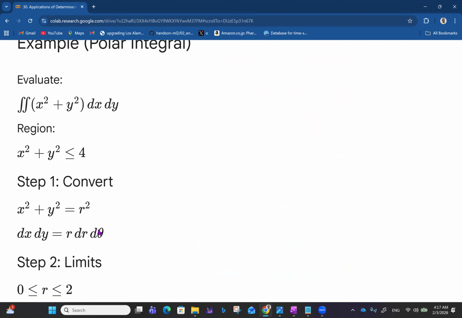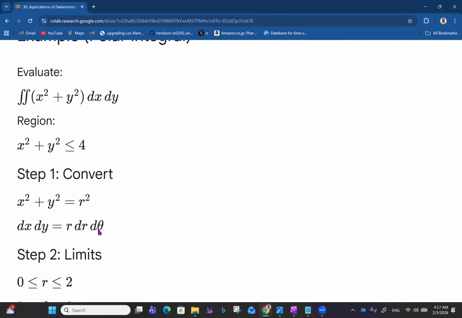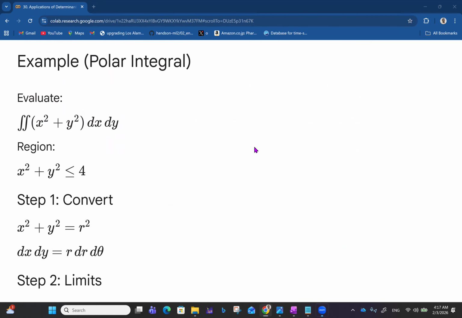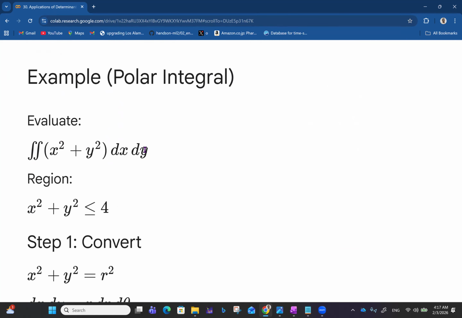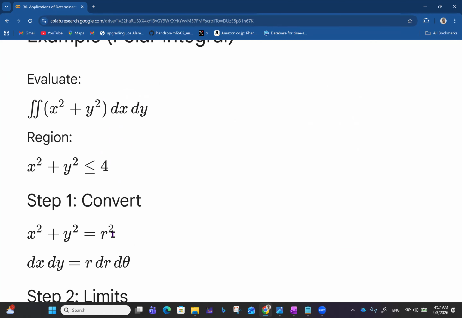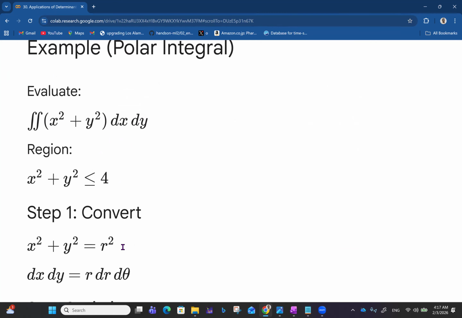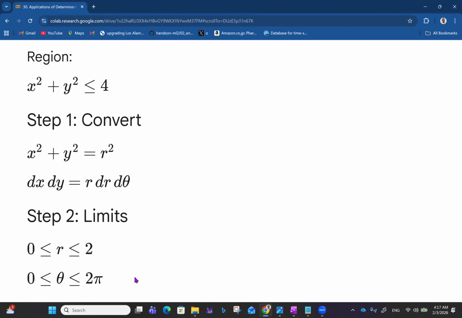So for a polar integral, now we can try this. We have the double integral of x squared plus y squared dx dy, where the region is x squared plus y squared less than or equal to 4. We can do the conversion. We already know x squared plus y squared equals r squared, and dx dy is r dr d theta.